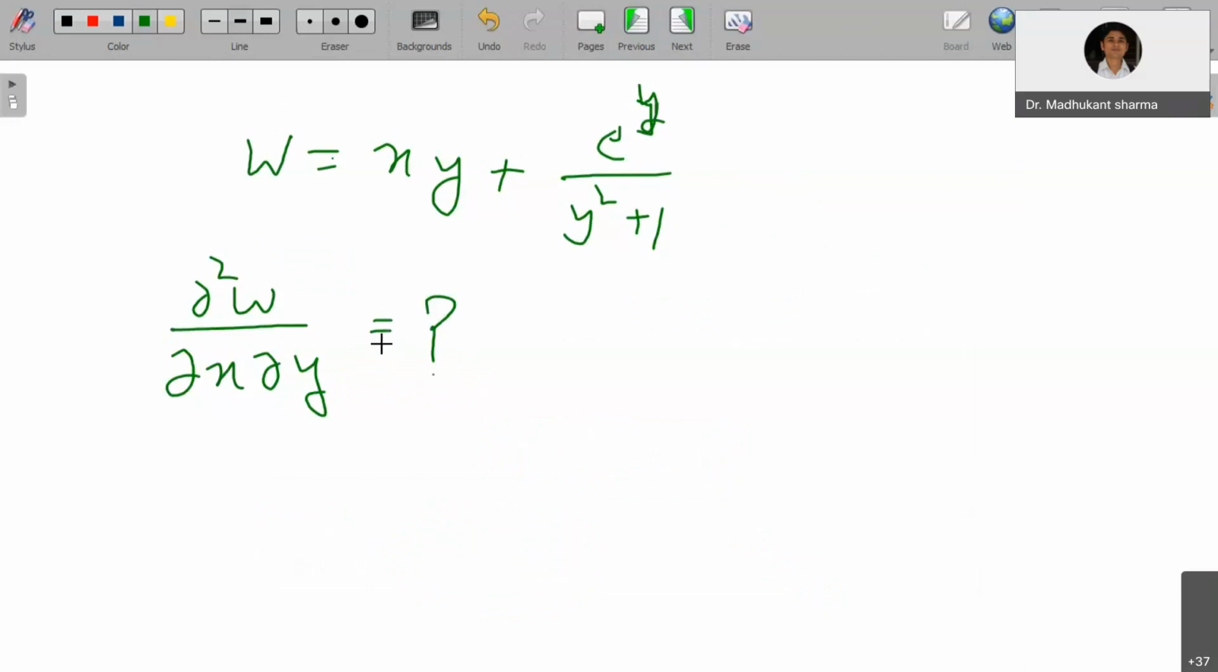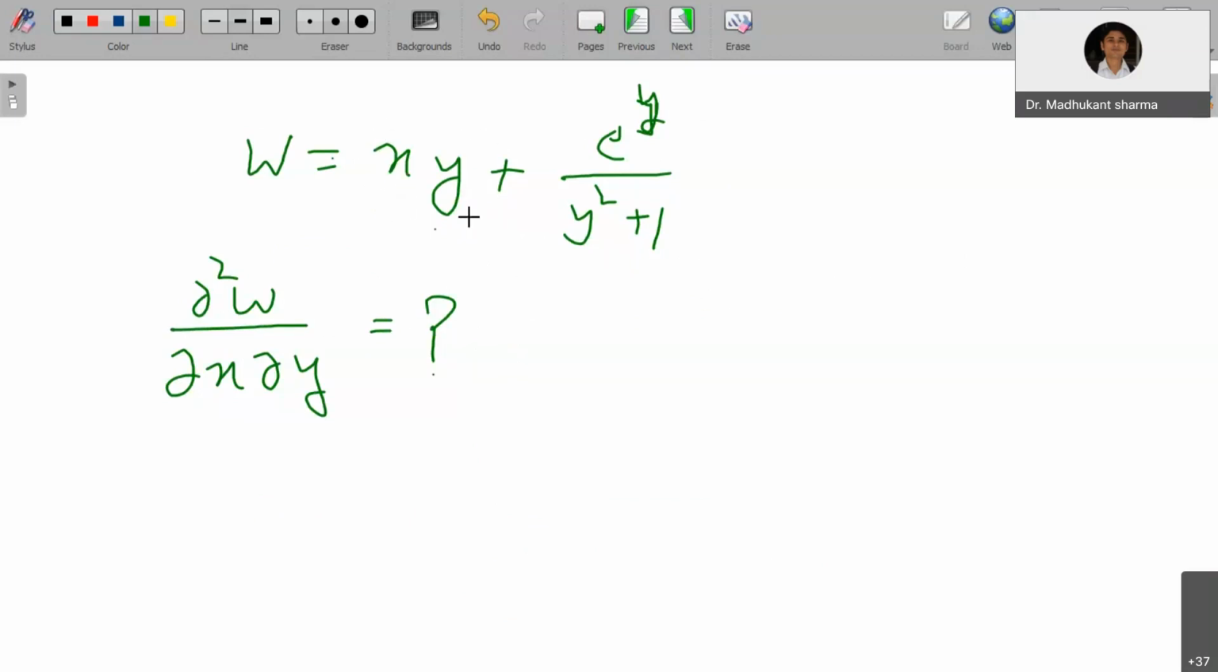Okay. Whether I can go with any order or not, that we have to decide first. How will you decide? You have to look at the W expression carefully. Now, when you look at the W expression carefully, it means you have to look at it term wise.